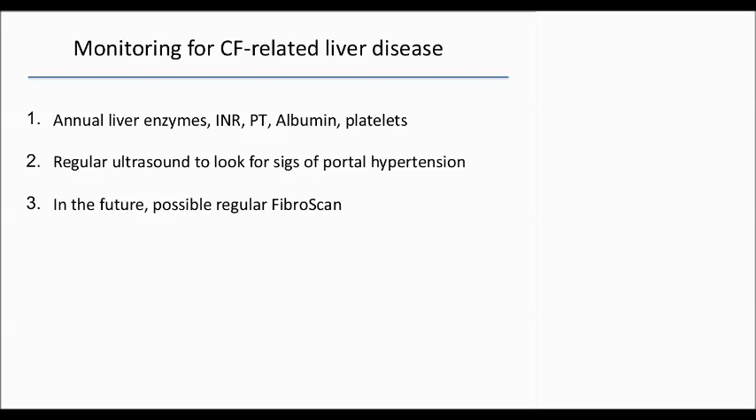And I think in the future, FibroScan, although the normal range levels for CF patients are still being explored in the kids world and also in the adult world, is certainly a method that will be becoming more and more clinically relevant.